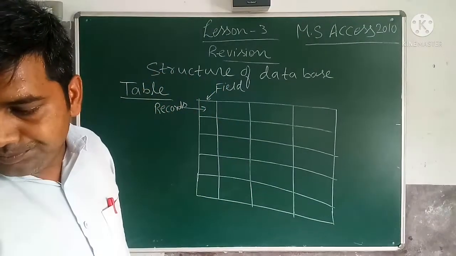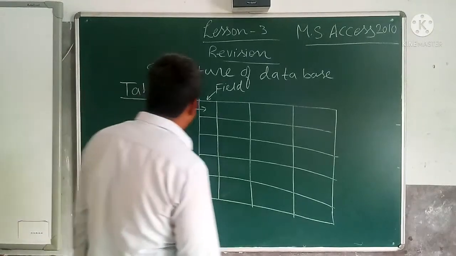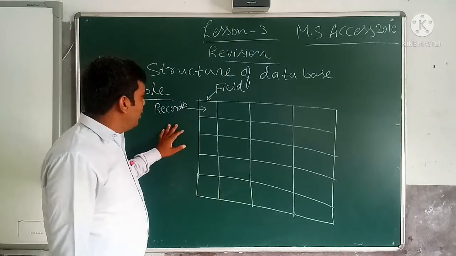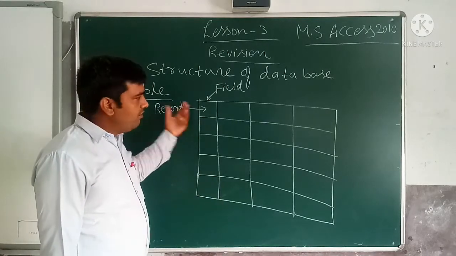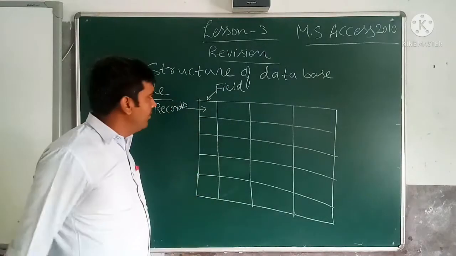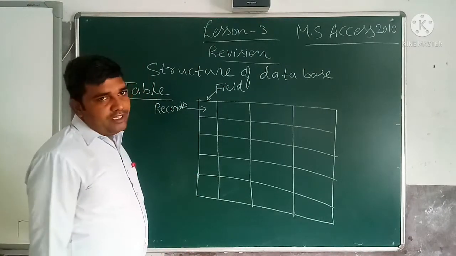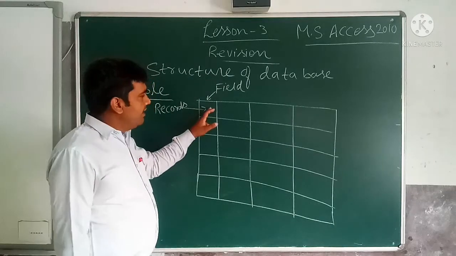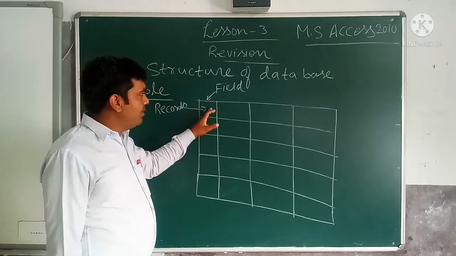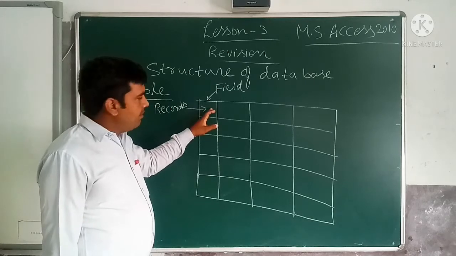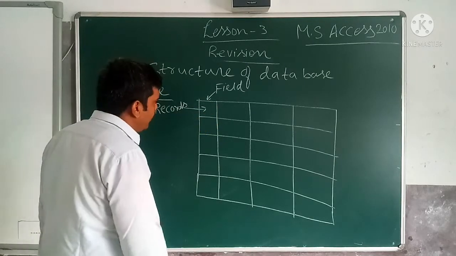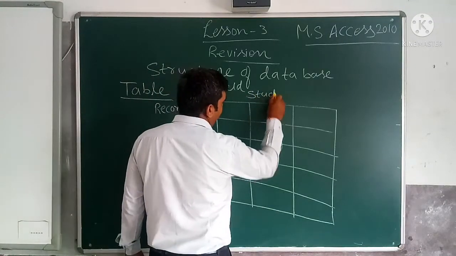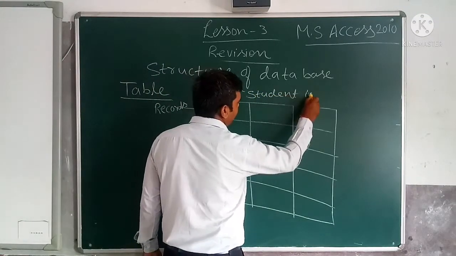These tables are the building blocks of the database. So databases are created with the help of tables. When we establish a relationship between two or more tables, that is called a relational database. Now see here, we design our table because we have to store information of a particular type in each field. Suppose I want to create this student information table. I am going to store student information.